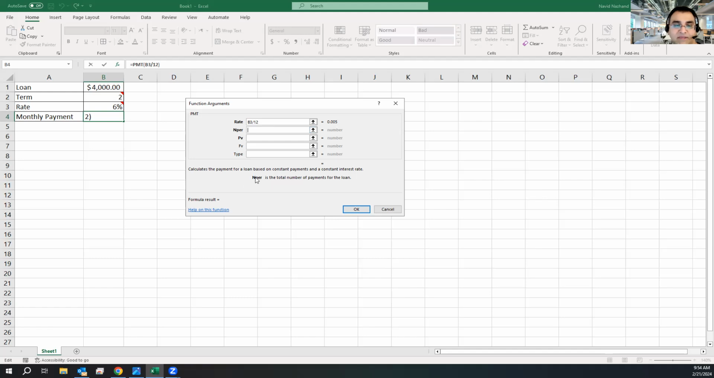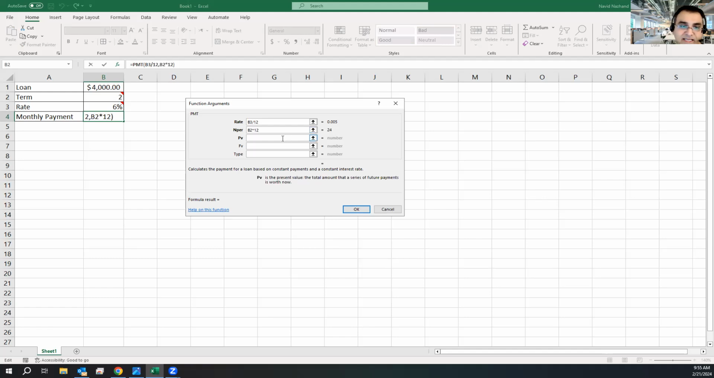NPER. So what is NPER? It says it is the total number of payments for the loan. So how many payments are we going to make? We have 2 here, but it's 2 years, right? So I'm going to click on this. Every year, I'm going to make 12 payments, every single month. So 24 is the number of months that we have in those 2 years, or the number of payments that I'm going to make in those 2 years.